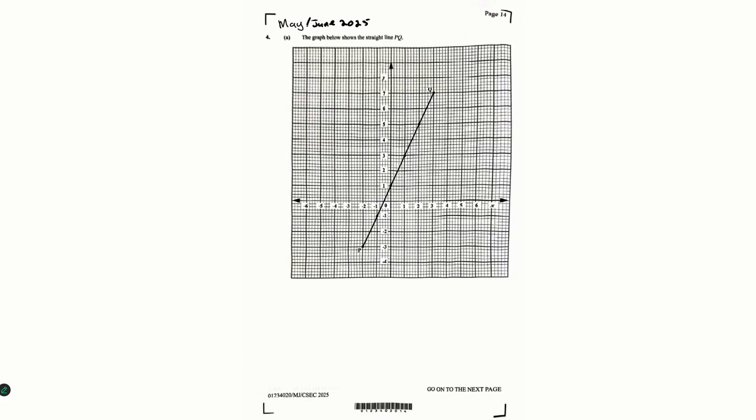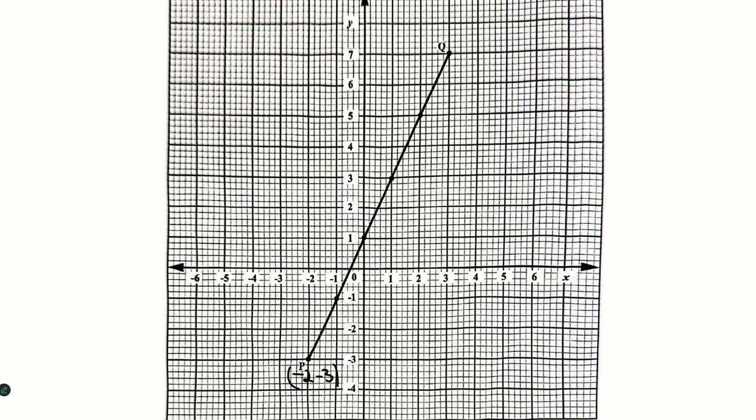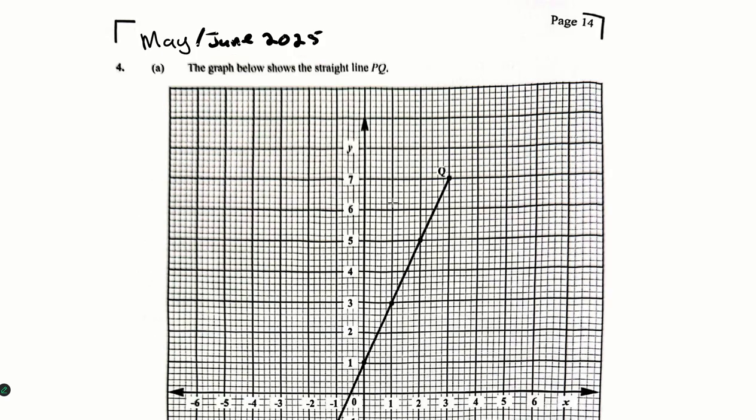Find the gradient of the line. Now, to find the gradient of the line, what I would do is find the coordinates of the starting point and ending point, or basically find the coordinates of P and Q first, and then use those coordinates to find the gradient of the line. So P, x is -2, y is -3, so this is -2, -3, and then Q is 3, 7. So x is 3, y is 7.